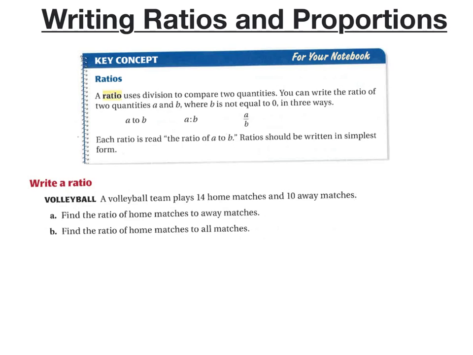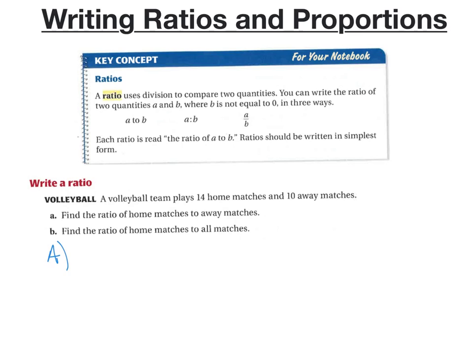And a ratio should always be written in simplest form. Just like we always want to simplify fractions, it doesn't matter how we write a ratio, we want to write it in simplest form. We have an example at the bottom here where we want to write a ratio for A and B here. When a volleyball team plays 14 home matches and 10 away matches, we can write the ratio of home matches to away matches. We can write it three different ways.